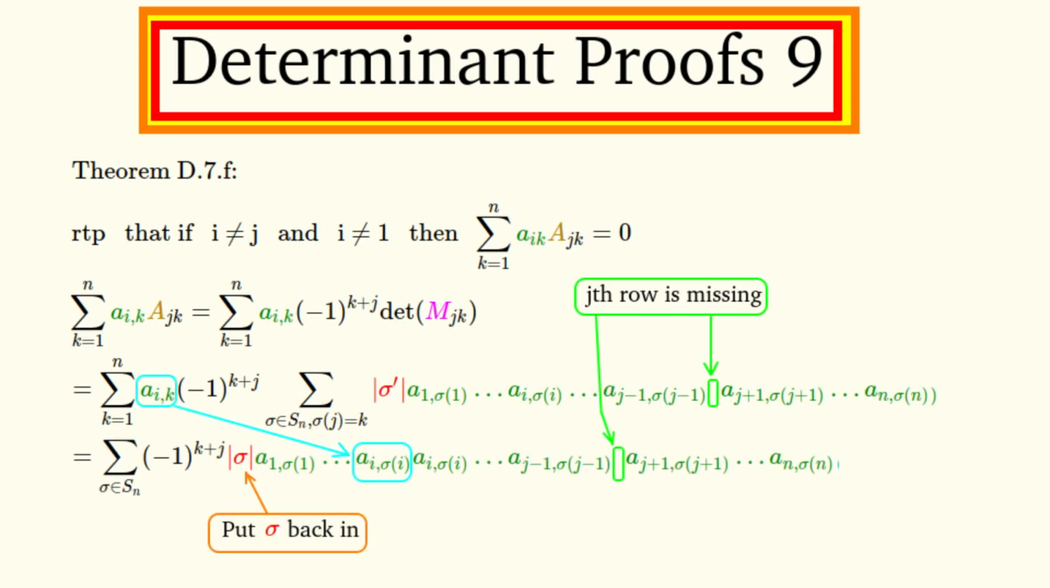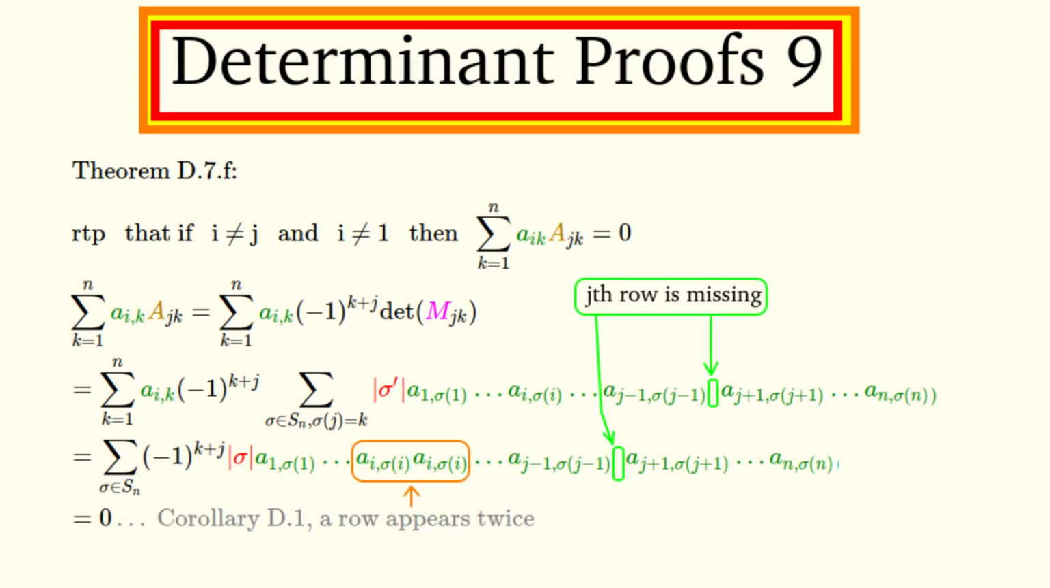Then we can bring everything in under the same sum. The ith row will occur twice now. Last time it was the first row that occurred twice, and the jth row is still missing. So we've replaced the jth row with the ith row. We can put the permutation sigma back inside the parity function like before, because this sum uses sigma to calculate the determinant. So this sum represents the determinant of a matrix with two identical rows, and therefore is equal to 0 by a past theorem. So this proves part F.